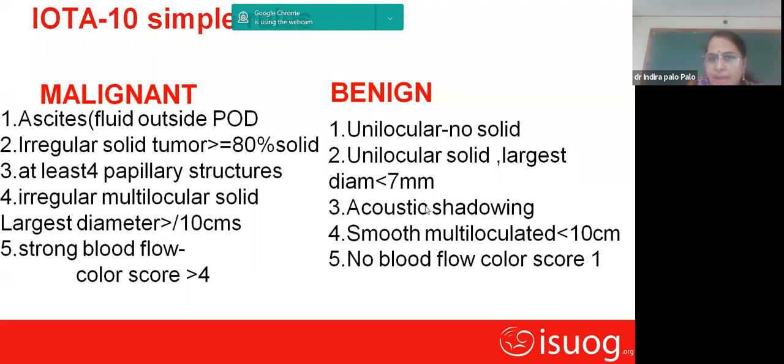And coming to the 5 benign features of simple rules: unilocular, no solid mass is there; unilocular solid, but the largest diameter of the papillary projection is less than 7 millimeters; presence of acoustic shadowing; and smooth multilocular cyst is there, but the size of the cyst is less than 10 centimeters, and there is no color flow or color score 1. Then this is a benign tumor.